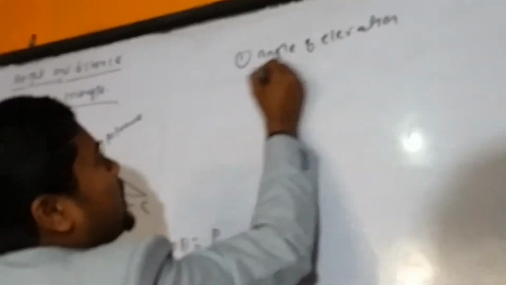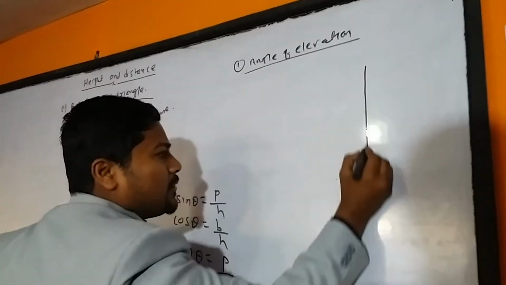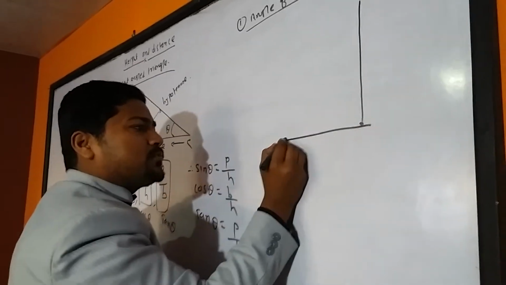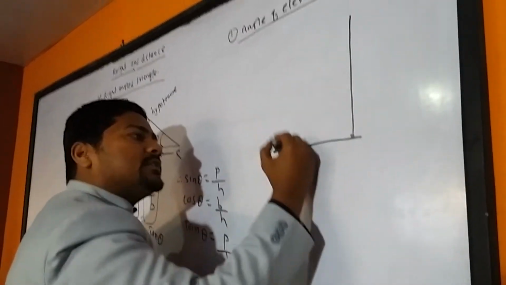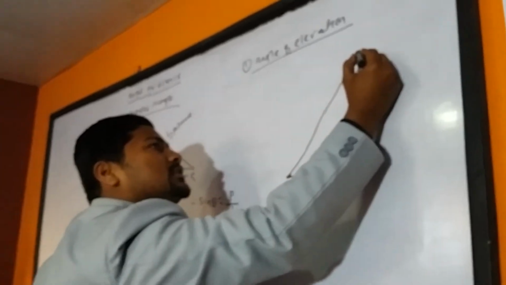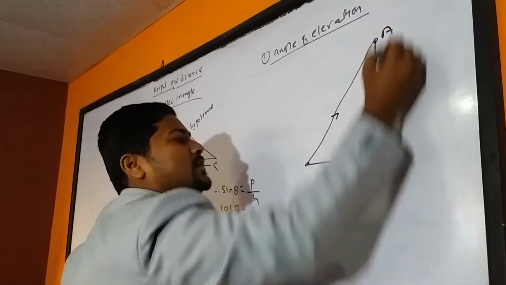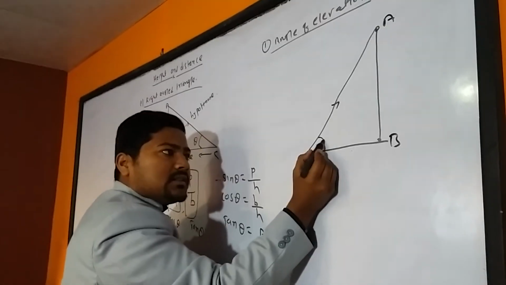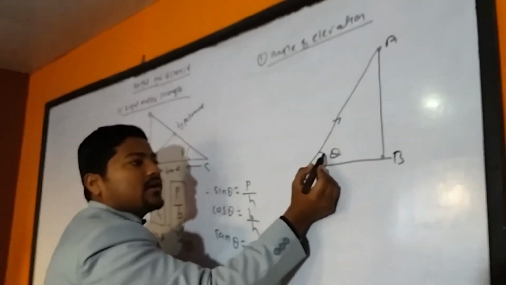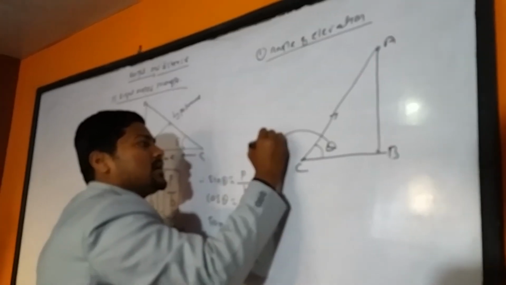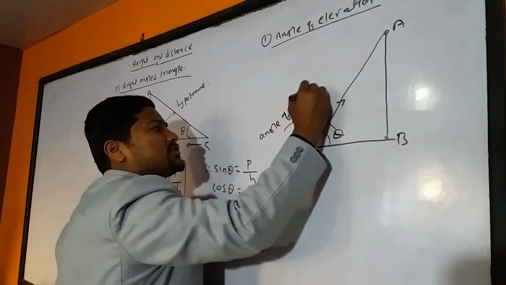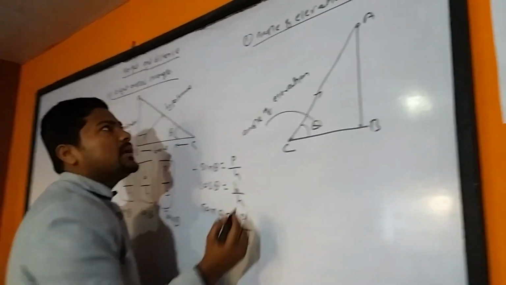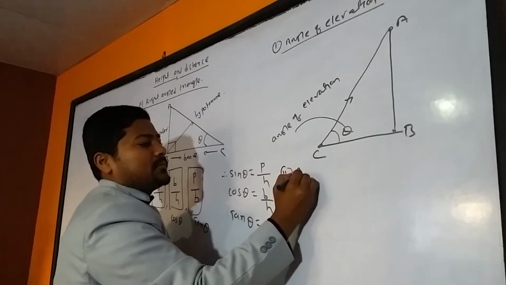First of all, angle of elevation. Suppose that this is a tower AB. From point C, if you observe the top of the tower, this angle is called the angle of elevation. Means bottom to top.